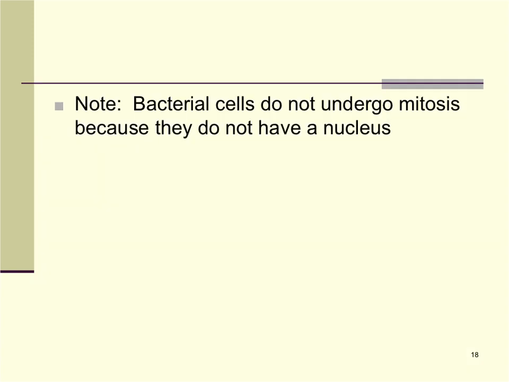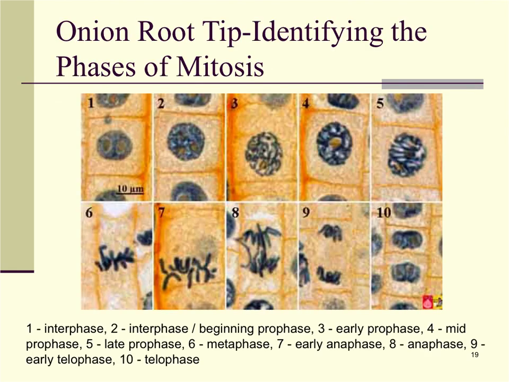Bacterial cells do not undergo mitosis because they do not have a nucleus, because mitosis specifically refers to the division of the nucleus when a cell is dividing. And lastly, these are what cells look like in real life. So these are microscope images of cells in the various phases of mitosis and interphase before mitosis begins.